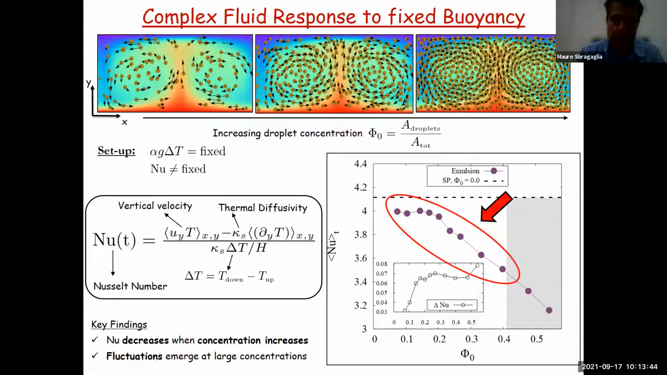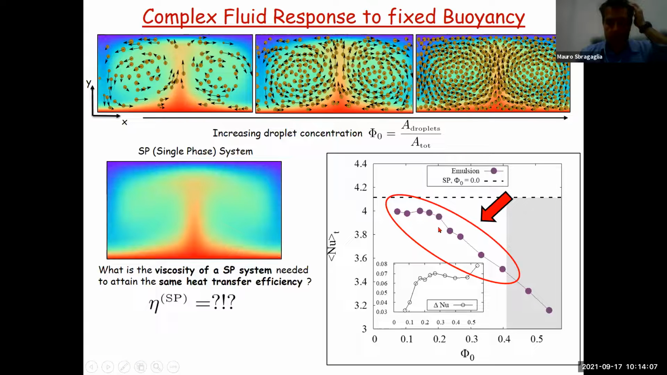Let me say that it's not surprising that we observe a decrease, because emulsions that are more concentrated are more viscous, and increasing the viscosity physically means that we are decreasing the propensity towards convection. So we expected a decrease of the average Nusselt number. But we wanted to further characterize this decrease in a more quantitative way.